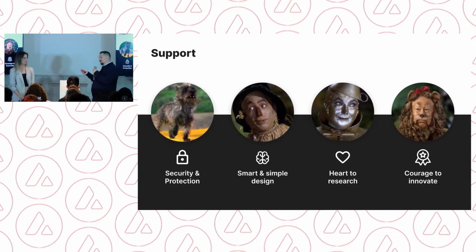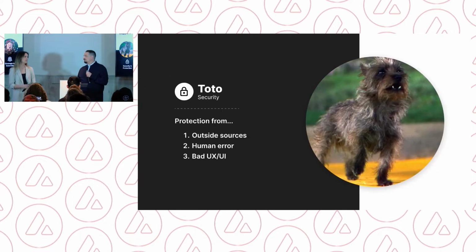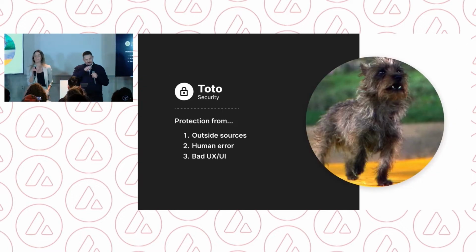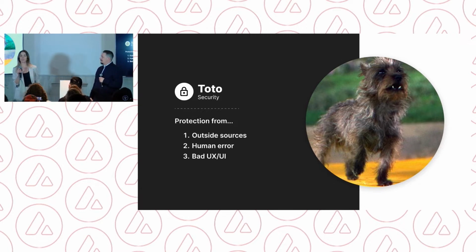And these are really similar, obviously, to Dorothy's companions on this journey. So let's start with Toto. Toto is Dorothy's faithful companion. He's there from the very beginning, and so we're going to refer to him as security. Obviously, given the decentralized nature of what we're working with, security has to be at the forefront of what we're thinking when we're using design principles.